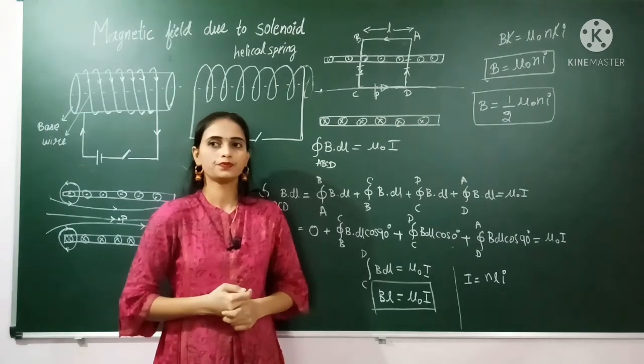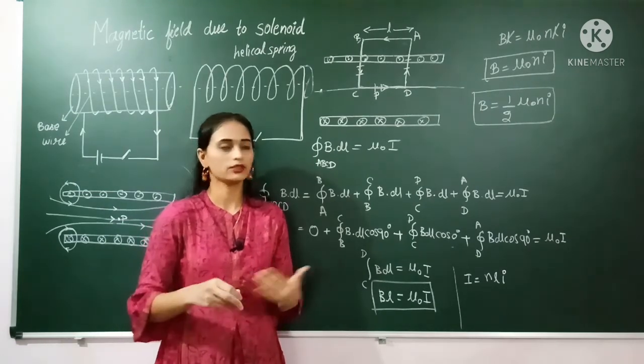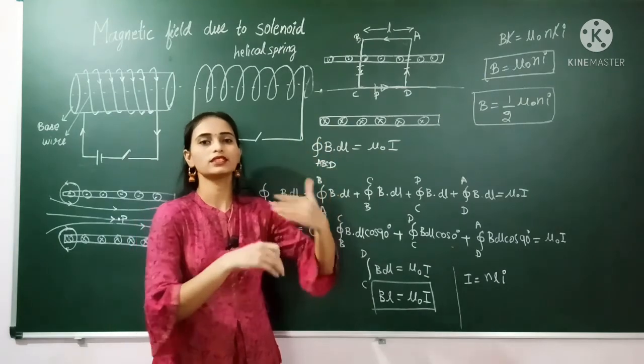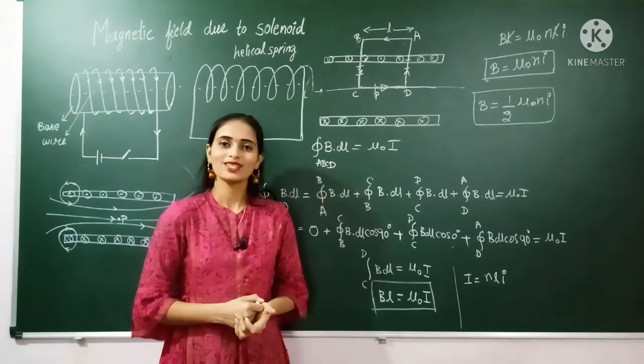And in the next video we will discuss the toroid. Toroid means similar to this only, but in circular shape. What the magnetic field will be in that case, we will study. So stay tuned.